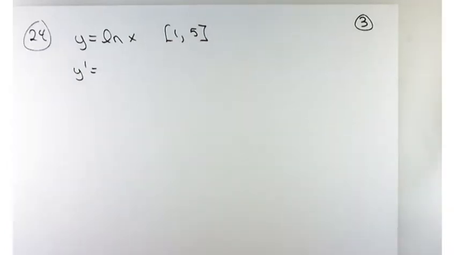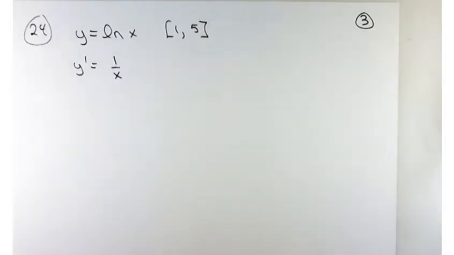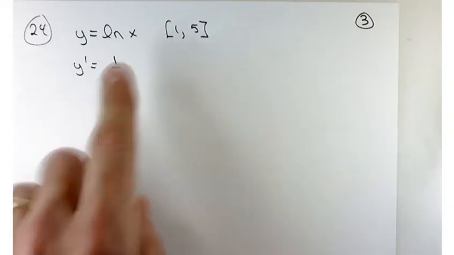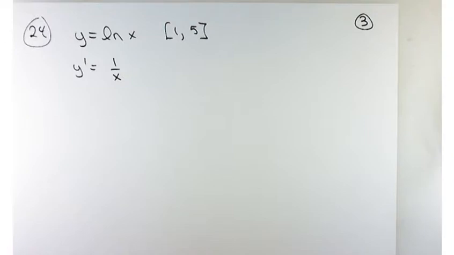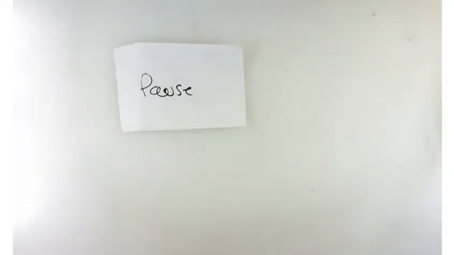Let's start with y prime. What's y prime? 1 over x. Good. See if you can set up the integrand. We know the formula for arc length. See if you can set up that formula for this particular problem on this interval. No peeking. All right, here, we'll do it this way. Manual pause.